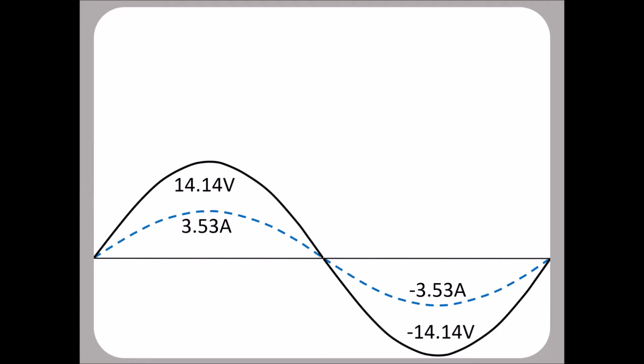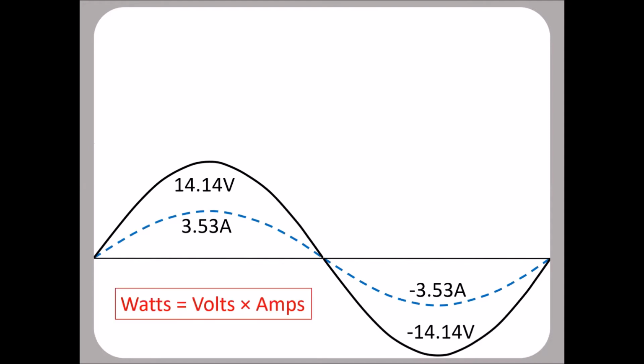So let's see what power is. Well, it's volts times amps. So we've got to multiply it every instant along that graph, left to right. We've got to multiply the amplitude of the volts and the current. When we do that, to get the watts, which is the volts times amps, we get this.